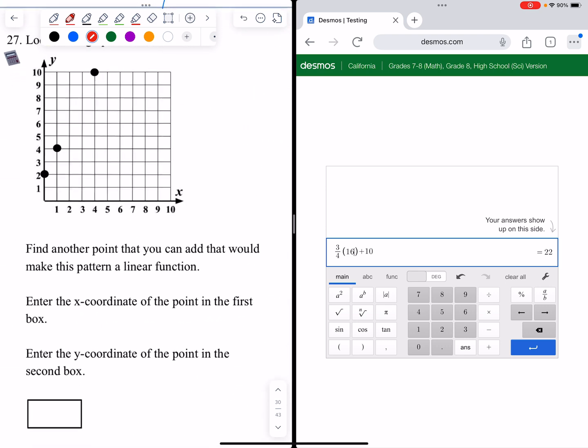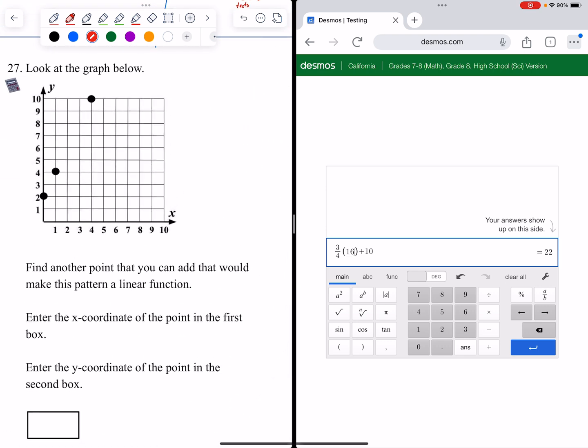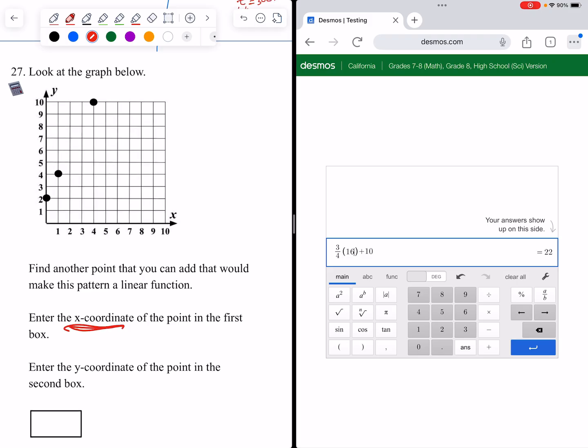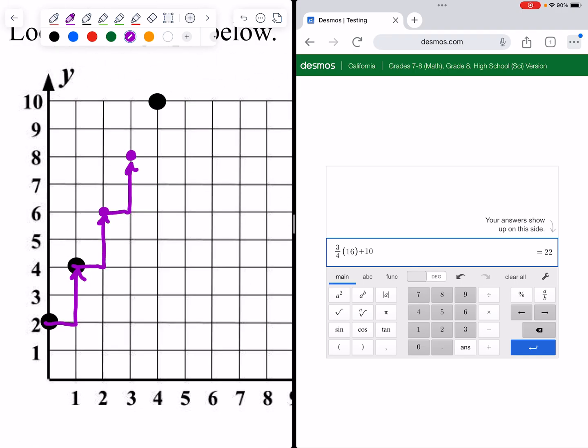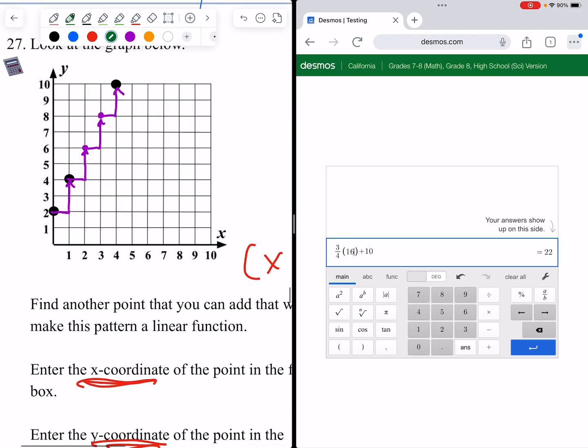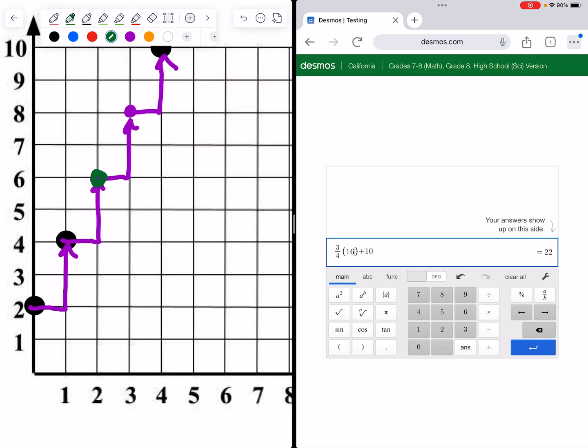Okay, next one, find another point. Let's see, look at the graph. Find another point you can add that will make the pattern linear. Enter the x coordinate in the first box, then enter the y coordinate, because remember, our point is x comma y. So if I look at this, it looks like I went 1 and 2, 1 and 2, 1 and 2. So I technically have 2 answers here, right? I could have said this point right here, which is technically 2 comma 6, or I could have said that point right there, which was 3 comma 8.